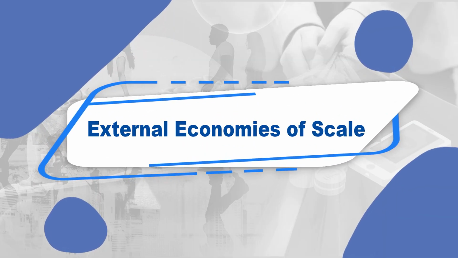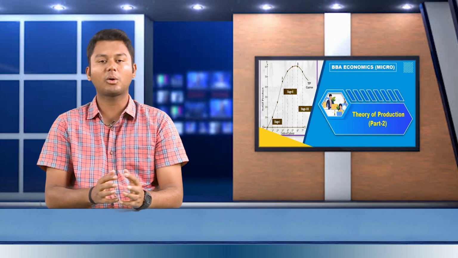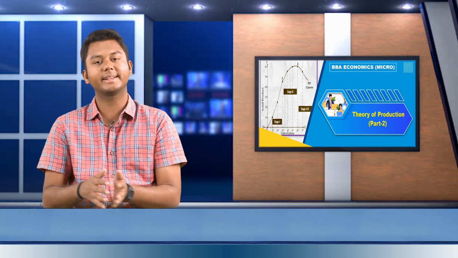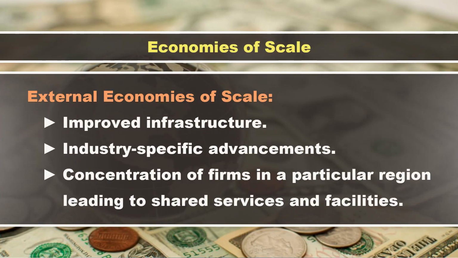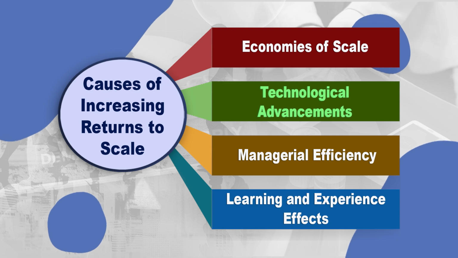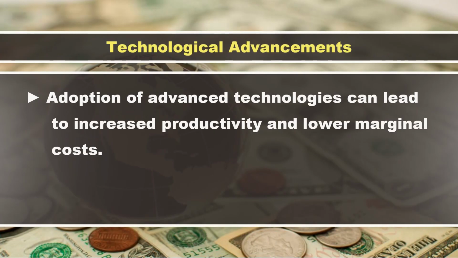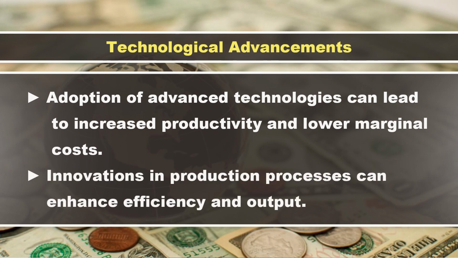Next is external economies of scale. This is the cost advantage that occurs due to external factors such as improved infrastructure, industry specific advancements, and concentration of firms in a particular region, leading to shared services and facilities. Technological advancements in general: adoption of an advanced technology can lead to increased productivity and lowering of marginal costs. Innovations in the production process can also enhance efficiency and output, thus leading to increasing returns.